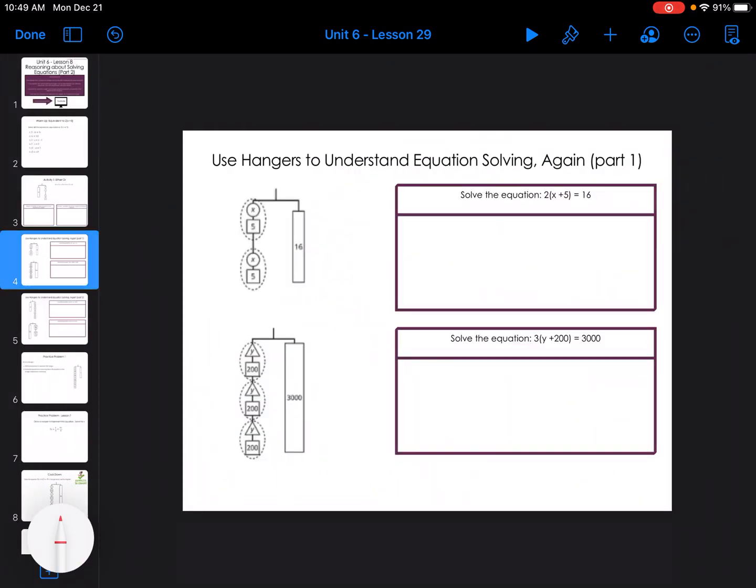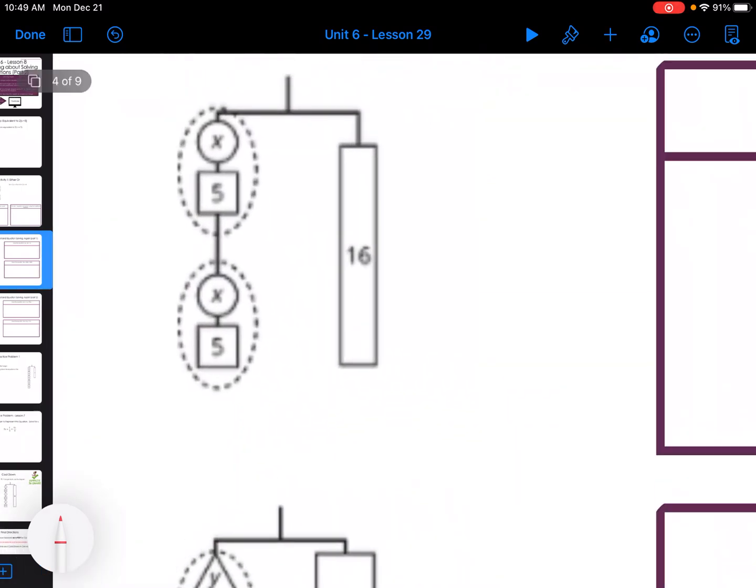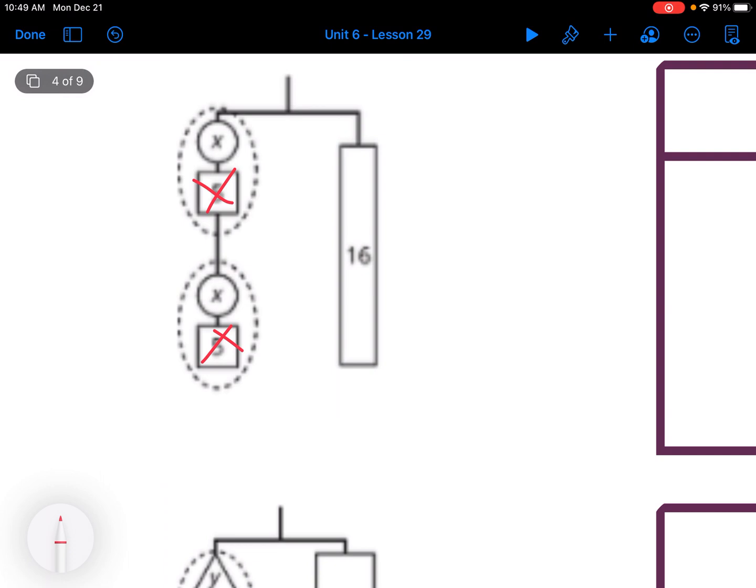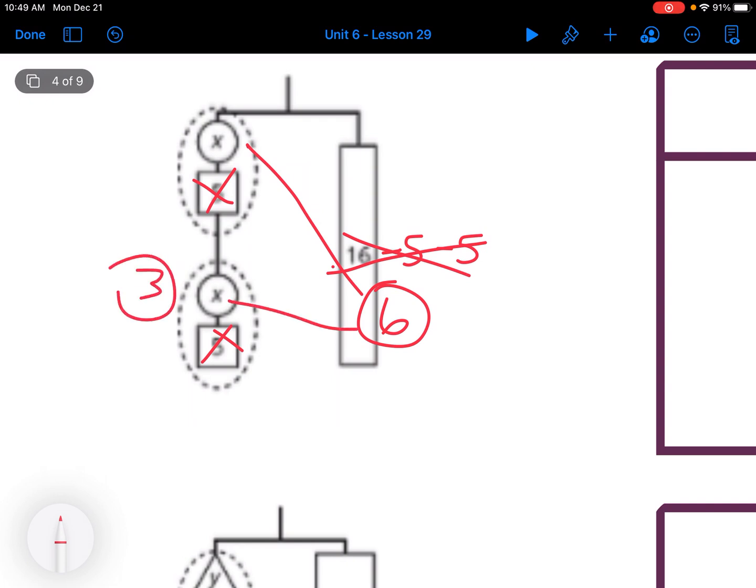All right, so now they want us to use hangers to solve the problems. So I'm going to first use the hanger, and then I'm going to solve it traditionally. So I'm going to take away 5, so minus 5, minus 5. So this becomes 6. Then I'm going to take 6 and split it into 2 equal groups, so each one is going to be 3. And then I'm going to check it.